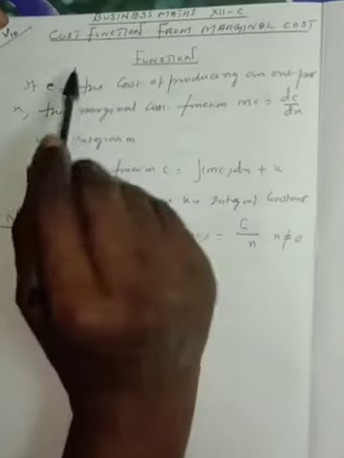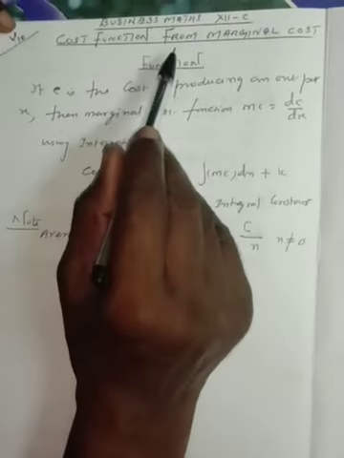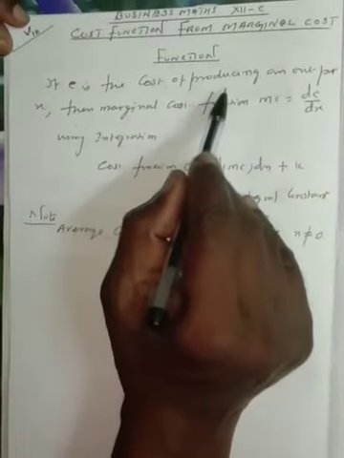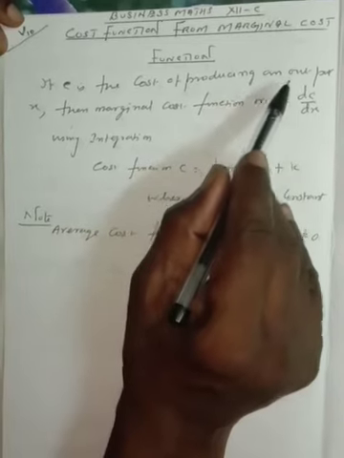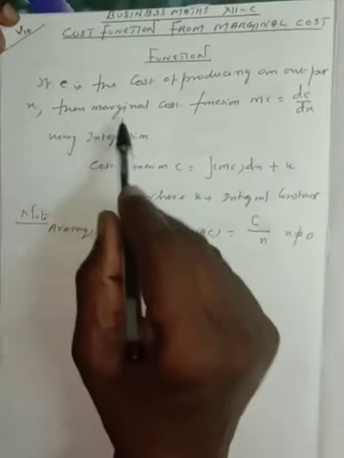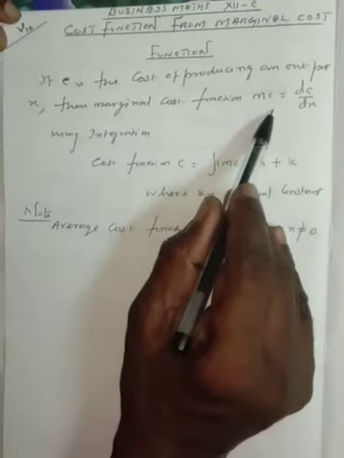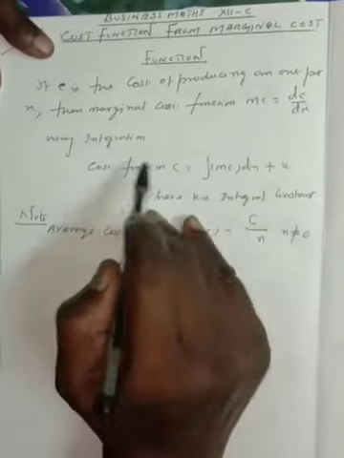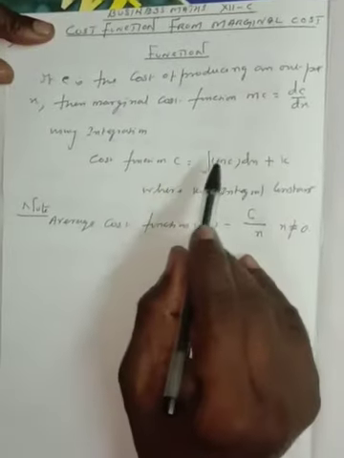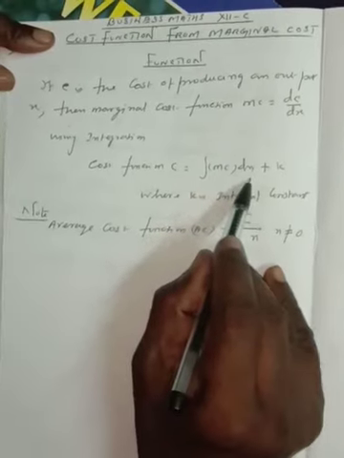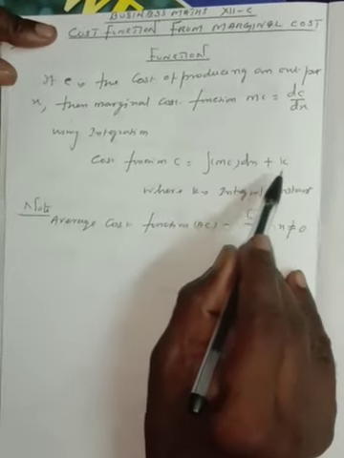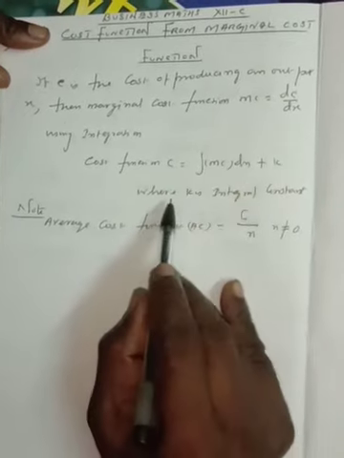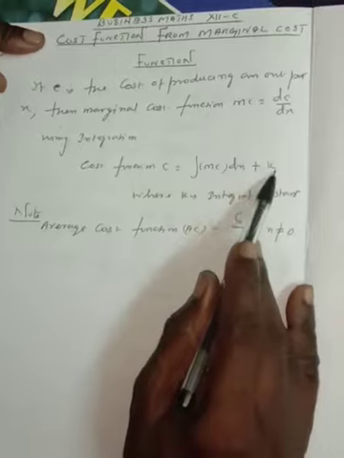Good morning students. Today's topic is the cost function from the marginal cost function. If C is the cost of producing an output x, then the marginal cost MC is equal to dC divided by dx. Using integration, the cost function C is equal to the integral of MC dx, where x is the variable, plus some integral constant K. If limits are not given, then we add the integral constant K.